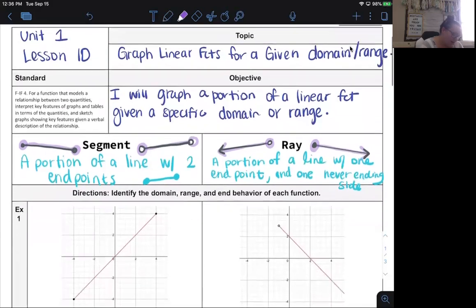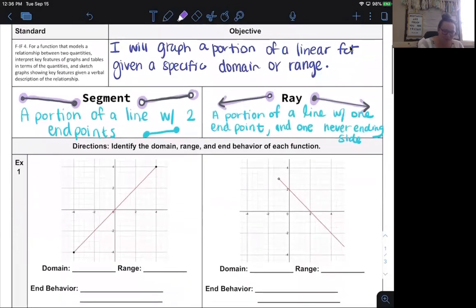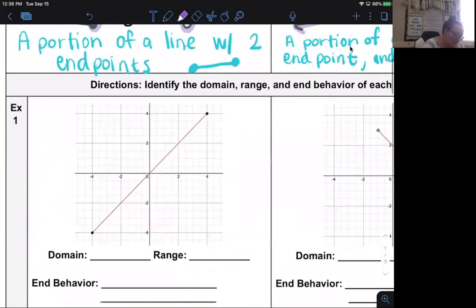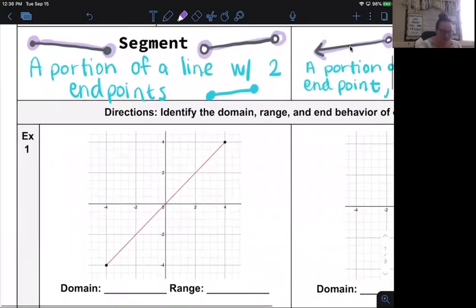So let's go ahead and talk about some graphs where we only see a portion of the line graphed. So in example 1, right below the word segment, I have a portion of a line that's been graphed that has two endpoints. I've got an endpoint here and here. They're both closed circles, and the line extends between those 2 points. So this line does not have arrows on either end. It does not extend forever towards positive infinity and negative infinity. It ends at these 2 points.